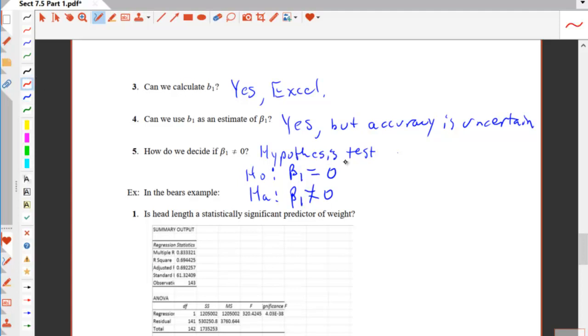So in the context of this problem, beta 1 equals 0 means x and y are not linearly related. And the alternate, beta 1 not equal to 0, would be that x and y are linearly related. So I know how to set this up now, and then it's a matter of calculating a test statistic and a p-value and comparing to 0.05 and making a decision between these hypotheses.